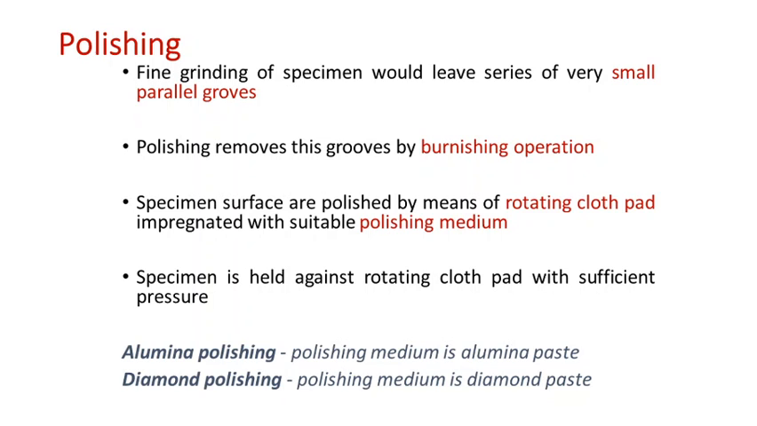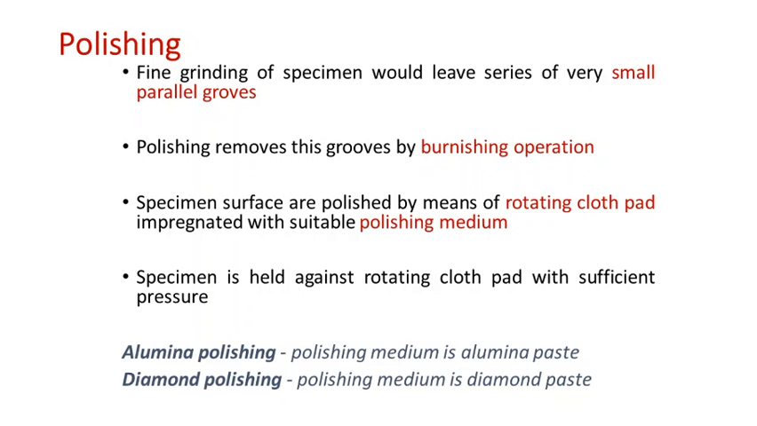Okay, so the specimen surface is polished with the help of a rotating cloth pad, which is containing suitable polishing medium. So mainly there are two kinds of polishing process. First one is alumina polishing, another one is diamond polishing. In certain cases we do both. Like we will be initially using the alumina polishing technique, followed by the diamond polishing technique, because diamond polishing can give a very ultra high quality polished surface.